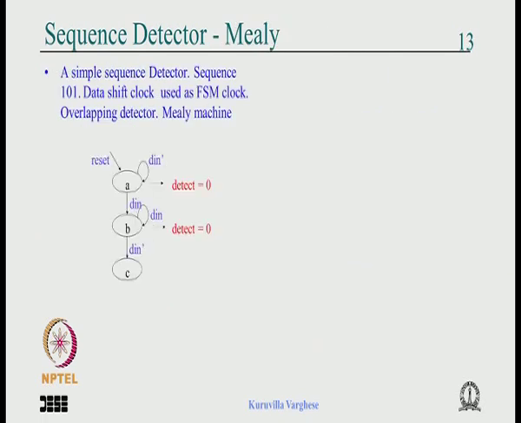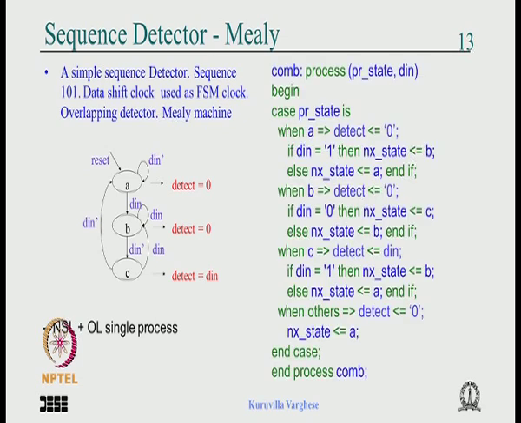Then we have seen a Mealy kind of machine for the same problem, and we have combined the next state logic and output logic, and you can see that the detect here is written as a Mealy type. Detect gets D in, that means if D in is 1, detect is 1, else detect is 0. And many times when you can write it in a very straightforward kind of logic, it is better to write like that.